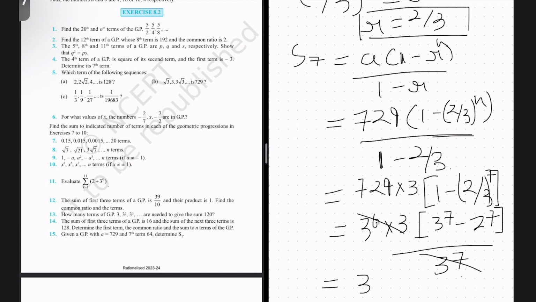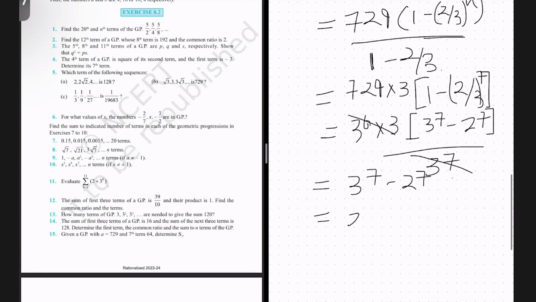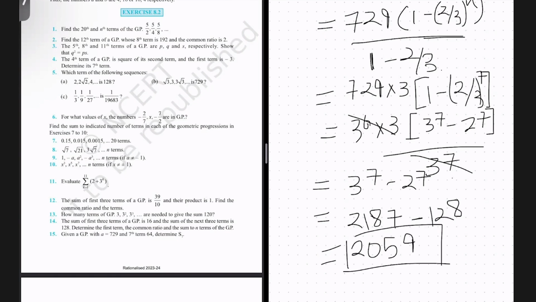What we are finally left with is 3 power 7 minus 2 power 7, and as we all know, 3 power 7 is nothing but 2187, and 2 power 7 is nothing but 128. So plugging the values here, 2187 minus 128, and when you solve that, you get 2059. Right. So that is going to be your S7, which represents the sum up until the 7th term.